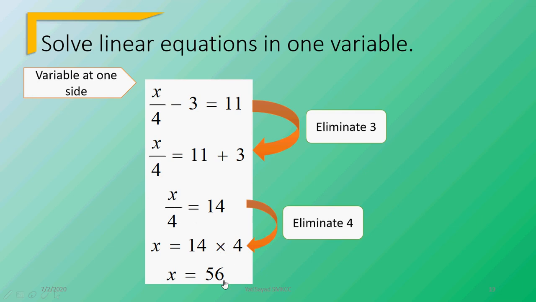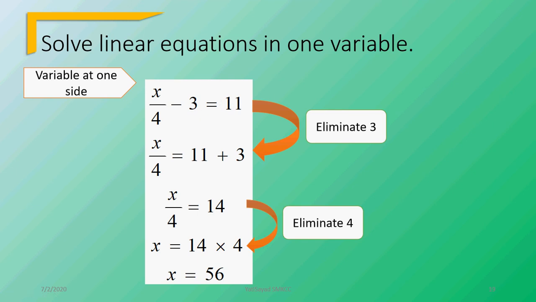How do you know that your answer is actually correct? For you to know that your answer is correct, substitute this value 56 into the original question, where this x is changed into 56. When you calculate the left hand side, the value must equal the right hand side. That's how you check your answer.